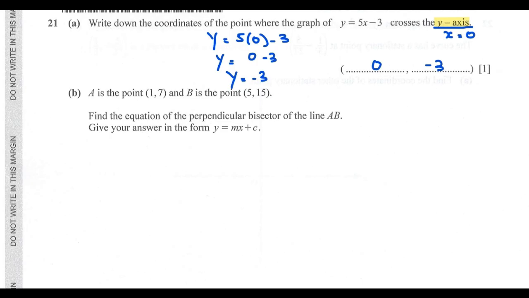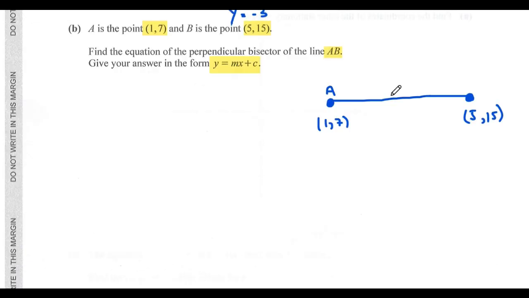B part says A is the point (1, 7) and B is the point (5, 15). Find the equation of the perpendicular bisector of line AB. Give your answer in the form y equals mx plus c. So let's suppose A and B are making a line and there is a perpendicular bisector cutting this line. Bisector means cutting the line from the middle. So this red line is cutting this blue line from the middle. And it is also cutting it at a 90-degree angle, so it is perpendicular to it.